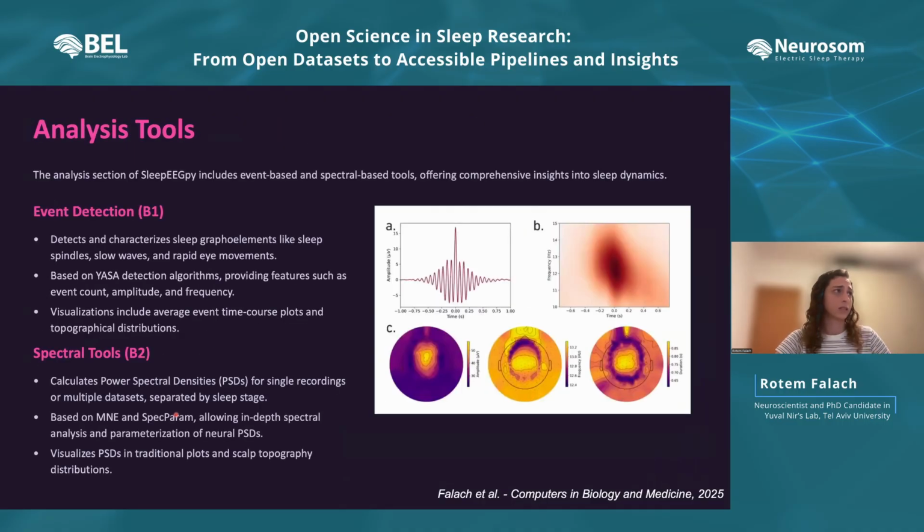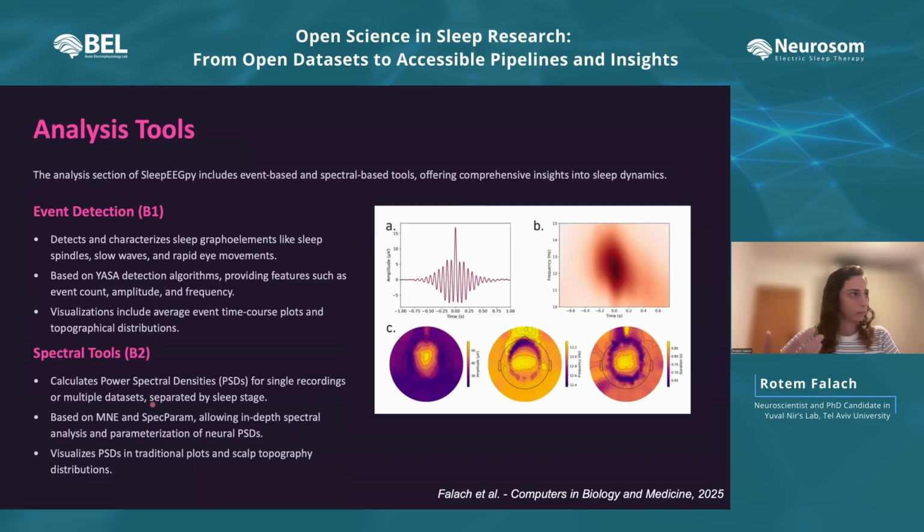Yeah, so we also have some extra analysis. This is like the next step after the preprocessing. You can see here an example of event detection. This is an average spindle. This is how it looks in the spectral domain. And these are different topographies for the spindles. This is in terms of amplitude, where the amplitude is the highest in the middle. This is the frequency, and this is the duration.